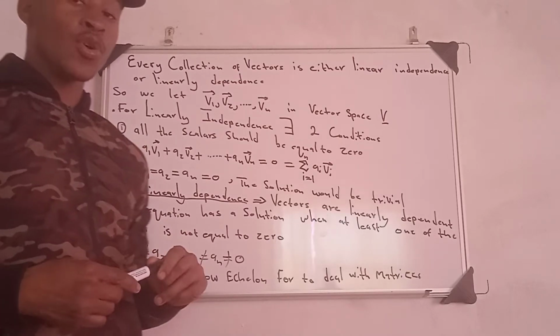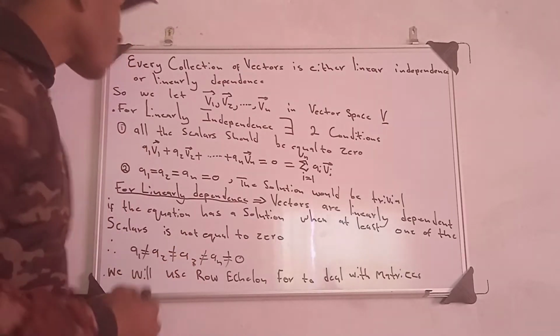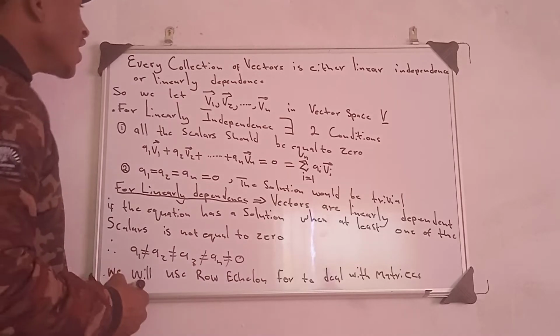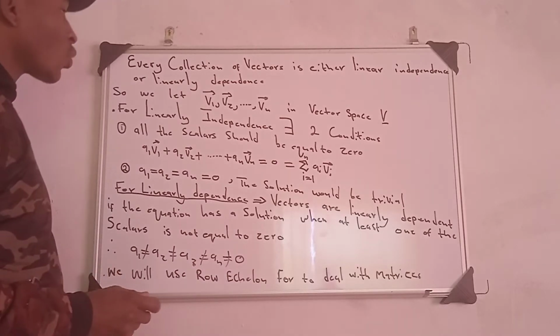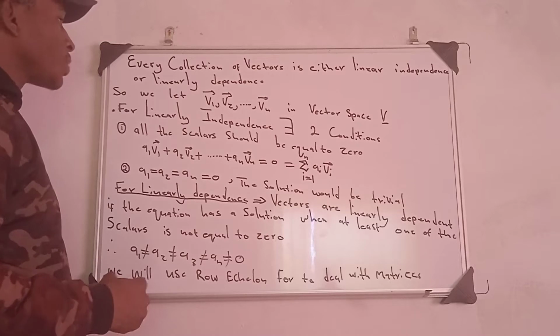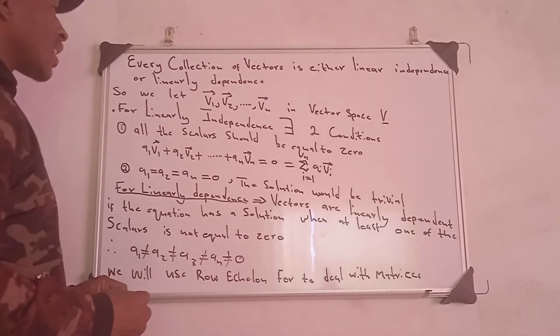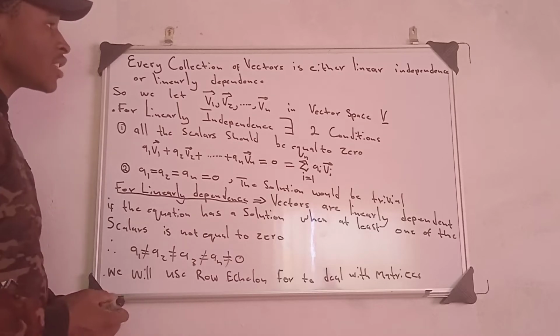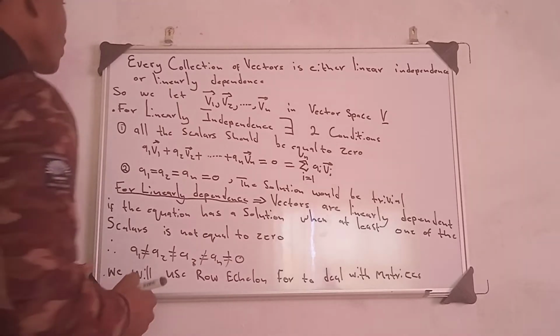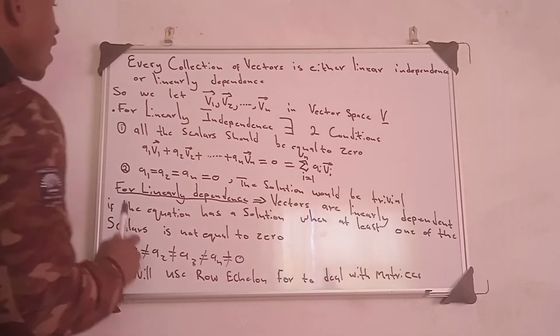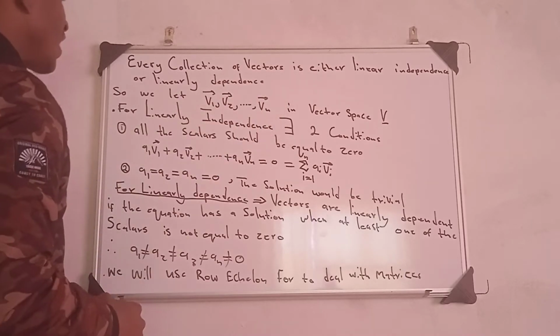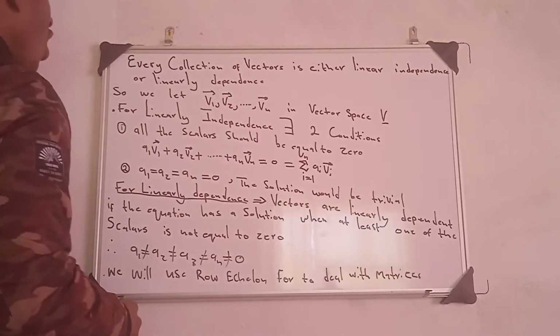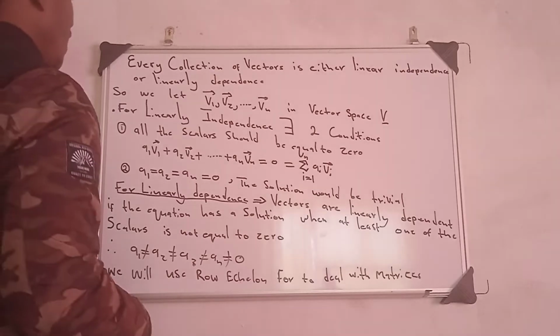Without any further ado, let's get into the content. So we already know that a vector is a physical quantity that has both magnitude and direction, and it is represented by an arrow at the top. From that statement, we can conclude that every collection of vectors is either linearly dependent or linearly independent.